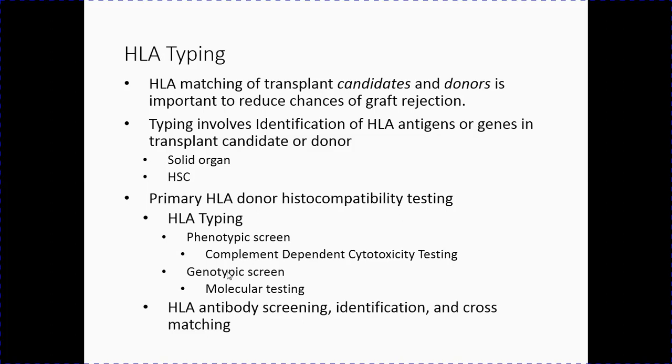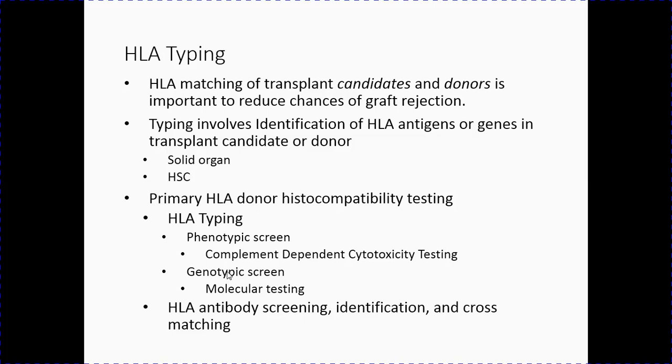As you can imagine, we do HLA matching of transplant candidates to avoid these problems. The best match of HLA between the candidate and the donor is really the most important thing we can do to reduce the chances of graft rejection. HLA typing involves identification of those HLA antigens or genes in the transplant candidate or the donor or both, for both solid organ and hematopoietic stem cell transplants. We want to see what the antigenicity is between donor and recipient. That's our ultimate goal here.